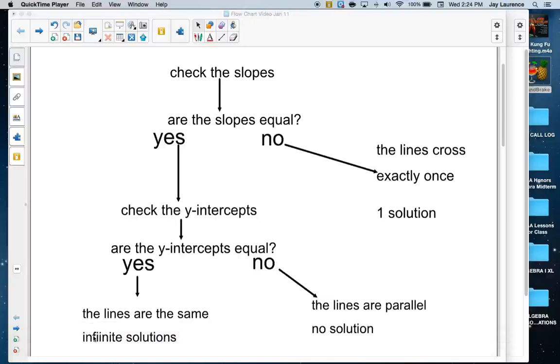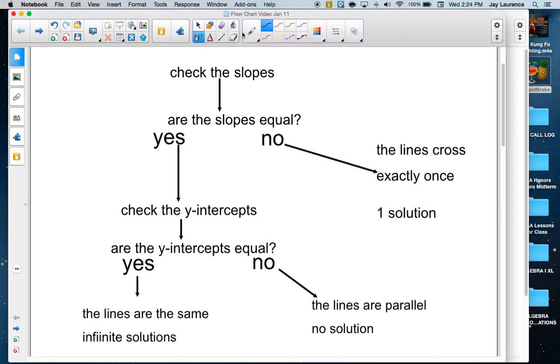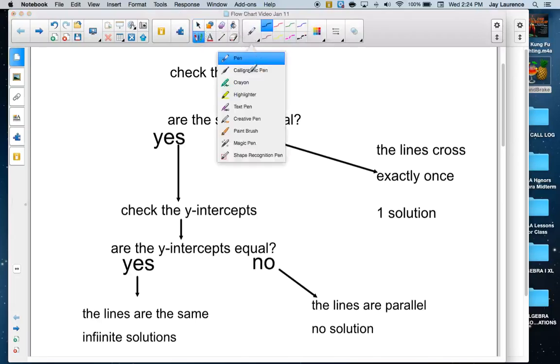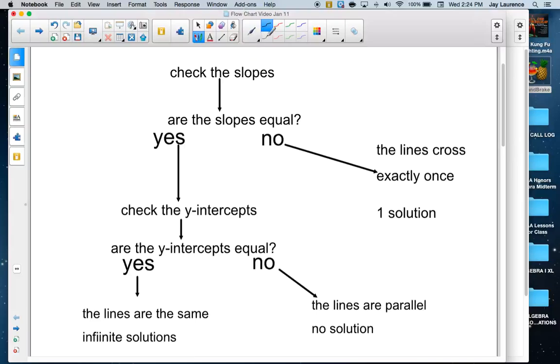Mr. Lawrence here, and I'm going to go over that flow chart that we came up with in class the other day. Just going to go over it one more time. It says flow chart video January 11th, but this is actually going to be viewed on the 12th for those of you not going, and those of you going to the field trip, you should definitely check it out.